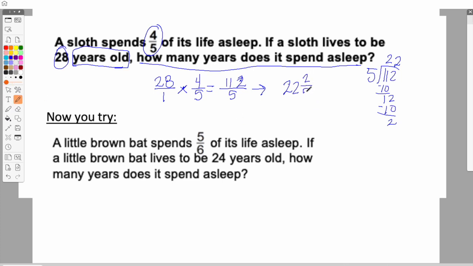And then I'm still not right until I put the label years. All right. Go ahead and pause the video. Find out about our little brown bat. How long is it going to sleep if it sleeps for 5/6 of its entire life?